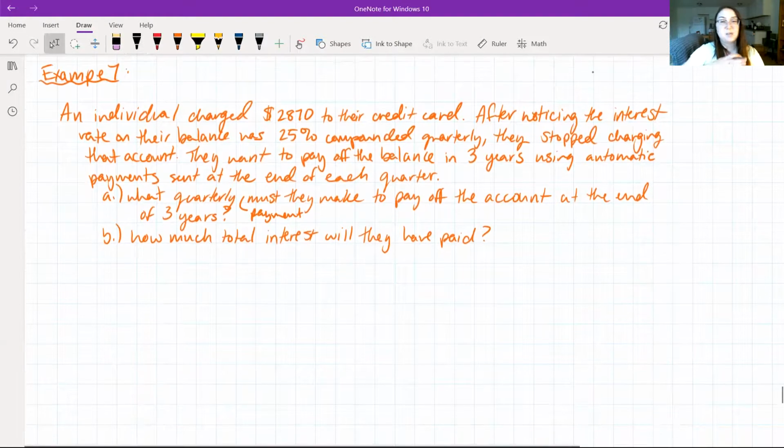So this person racked up their credit card, noticed that the interest on the balance is very large, so they stopped charging the card, but now they want to pay off the balance in 3 years. So we want to know what payments they have to make to pay off the account at the end of the 3 years.